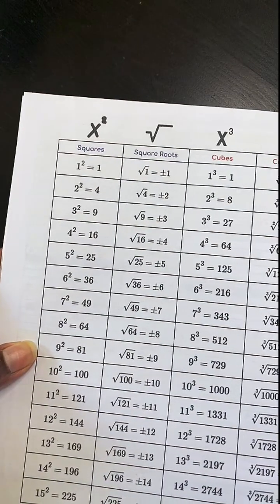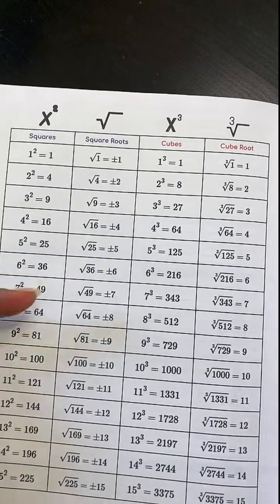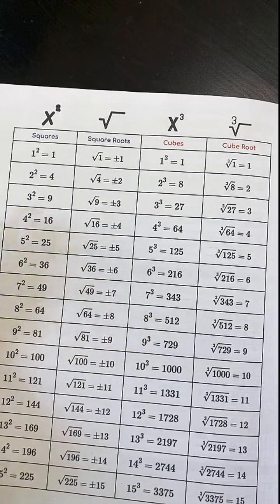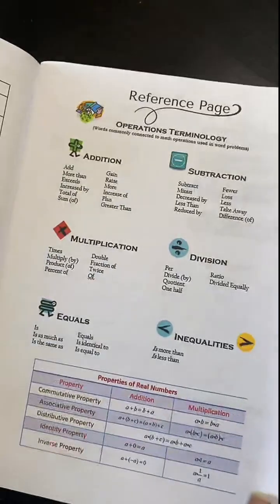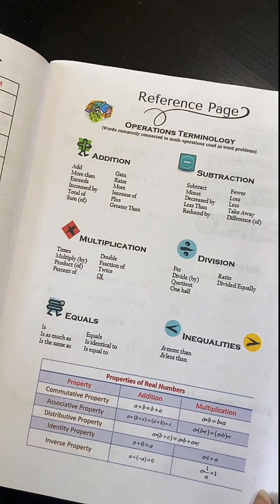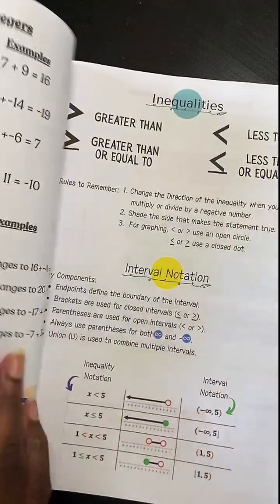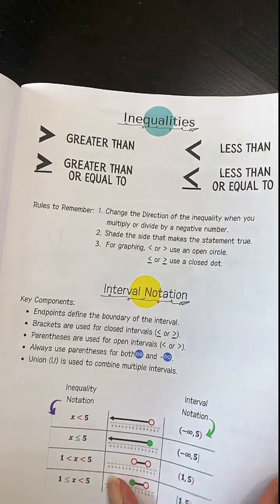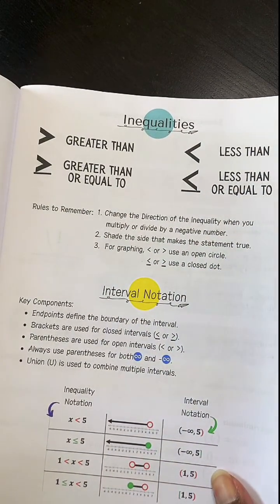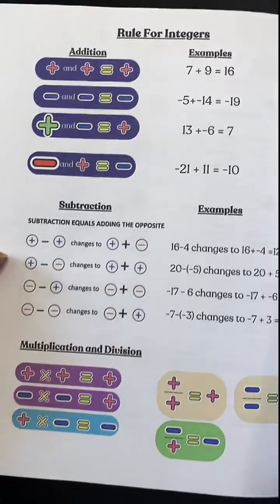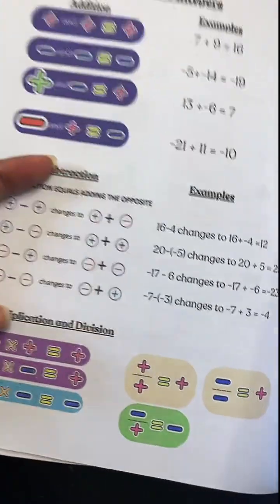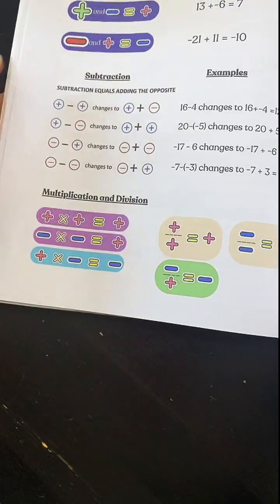Then I also have the squares and the square roots and the cubes and the cube roots, because sometimes those cube root things come up, and that's a good 4-point question for GED. And it definitely shows up in the ASVAB and the TEAS test and so forth. And then we have all these other resources, you know, inequalities, interval notation, the rules for integers. So just in case you couldn't remember, we got for addition, subtraction, and multiplication and division.